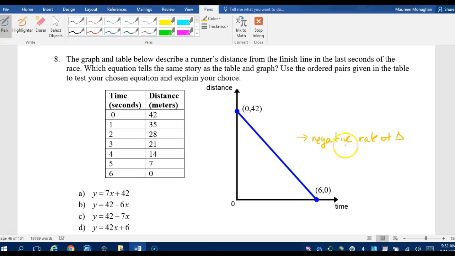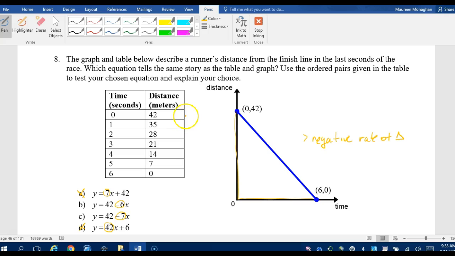Negative rate of change. And remember, the rate of change is the number in front of the x. So I'm looking at these numbers in front of x, and they should be negative. Okay, so this is out, and that's out. So now I'm down to these 2. Well, I need a rate of change. So how much is it going down, and how much is it going over? What is the rate of change? This is 42.